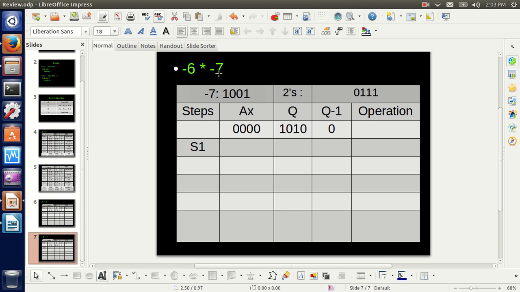Why? -6 multiplied by -7 is going to be 42. But remember, here's the -7, which is in 2's complement over 7, and we find the 2's complement for it again, and this is the -6 or 2's complement of the -6.